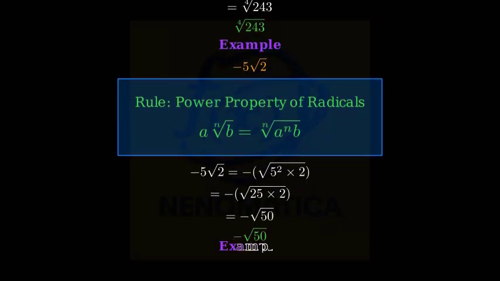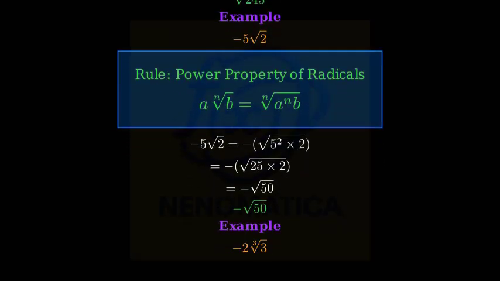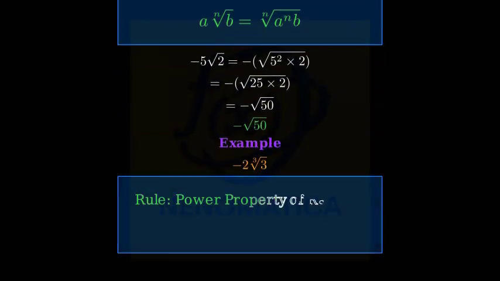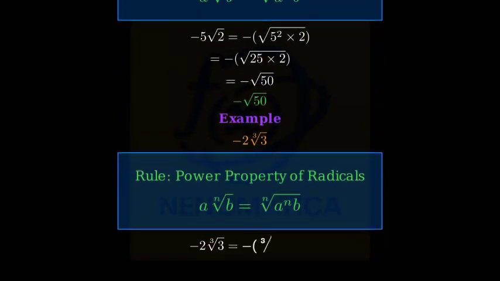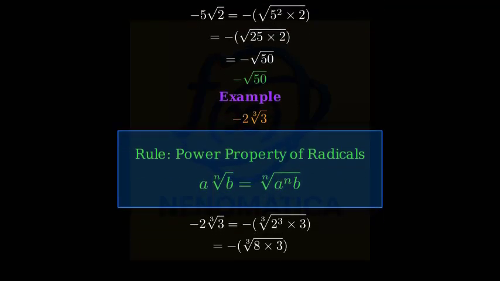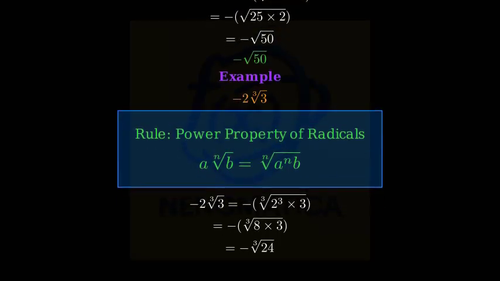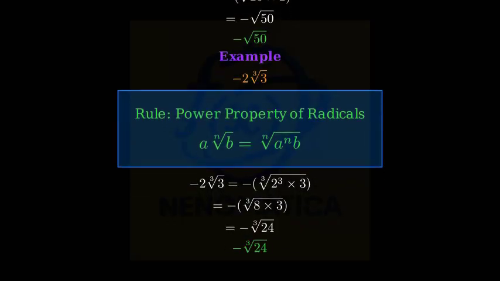We need to simplify negative 2 times the cube root of 3. Applying our rule, this equals negative times the cube root of 2 cubed times 3. 2 cubed is 8. So our expression becomes negative times the cube root of 8 times 3. 8 times 3 is 24. So we have negative times the cube root of 24. Therefore, the simplified form is negative cube root of 24.